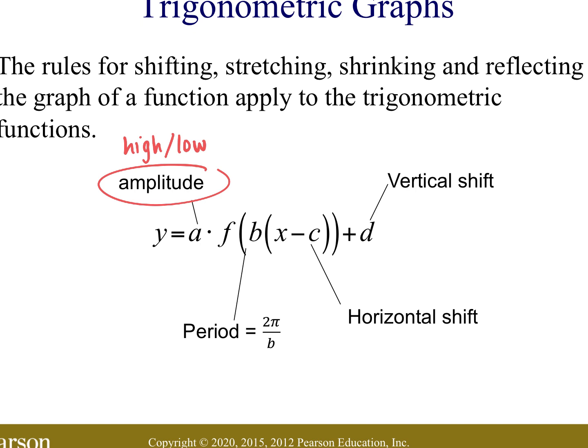Our vertical and horizontal shifts are exactly the same as they were before. If they were inside a set of parentheses, they're going to move things side to side. And if they're outside the set of parentheses, they're going to move it up and down. We can also reflect this. How do you cause a reflection to happen? A negative. Where would the negative need to be? On the outside of the F.